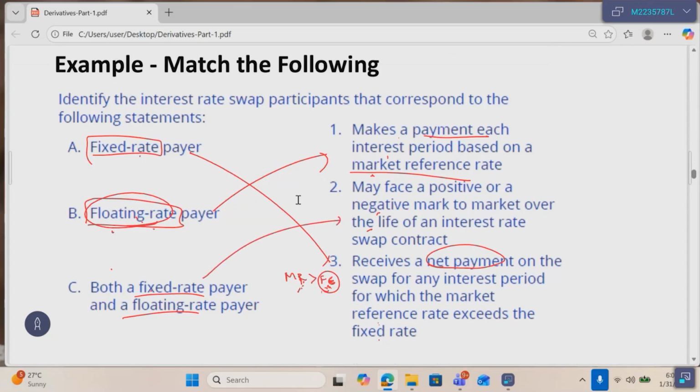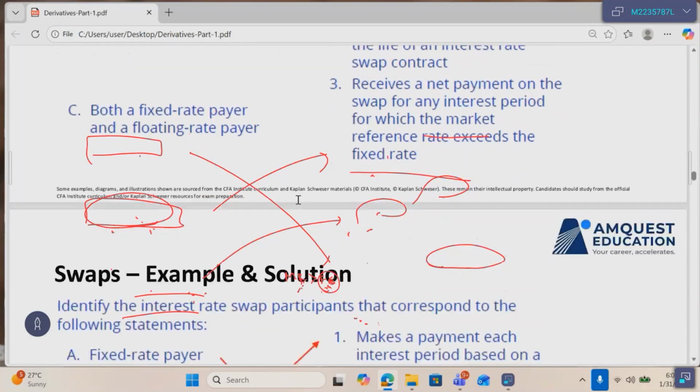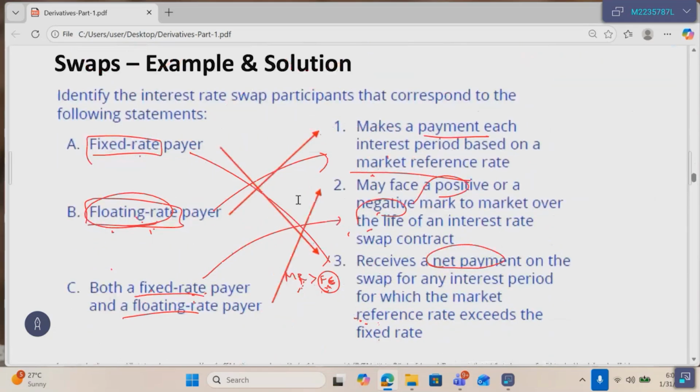And therefore both of them may face a positive and negative mark to market over the life. Clear? Okay. So fixed rate will benefit from the market rate going higher. Floating rate will benefit from the market rate going lower. All right. Any questions? These are good examples of match the columns, very good illustrations that way. Good. You got the answers right.